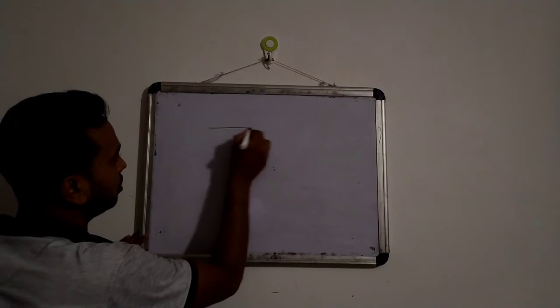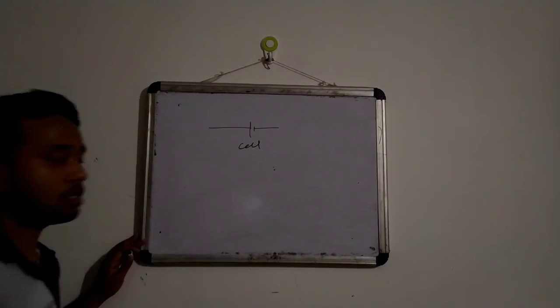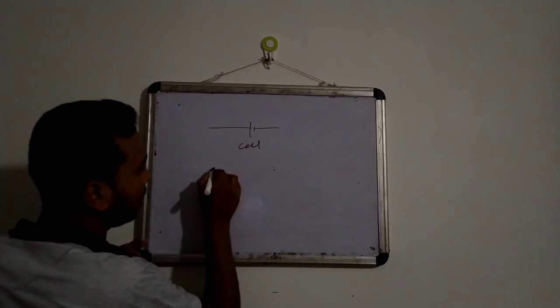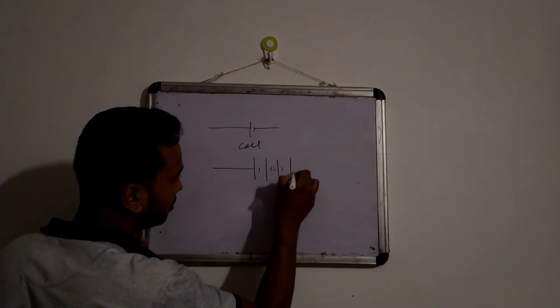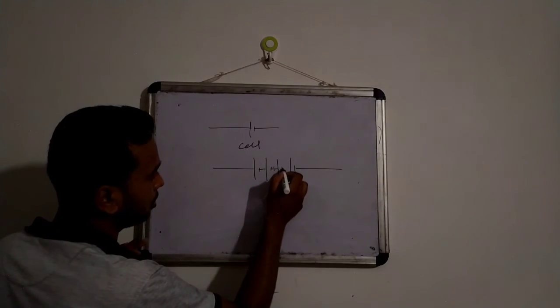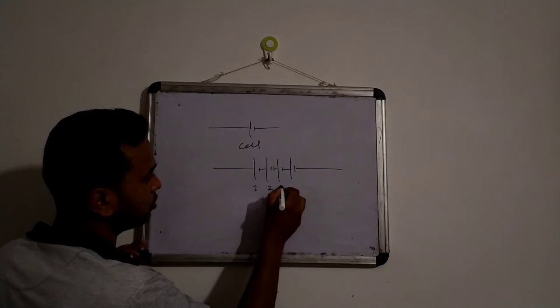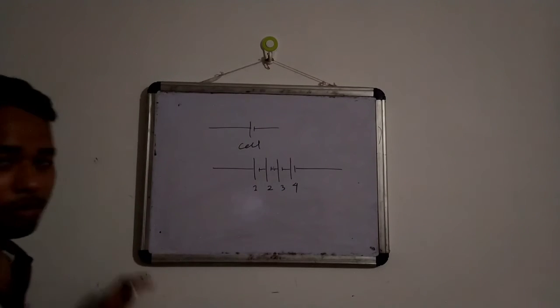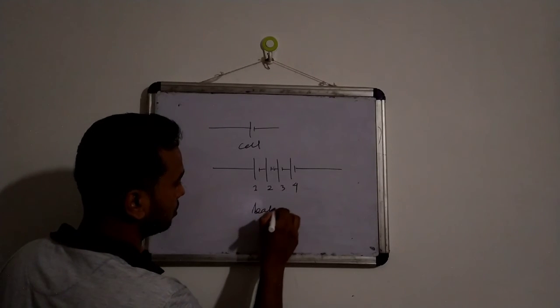So this is the symbol of a cell. If we connect a number of cells like that, so cell 1, cell 2, cell 3, cell 4, that means 4 cells are connected to make a battery.